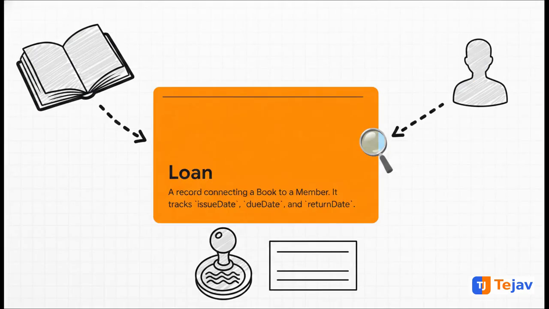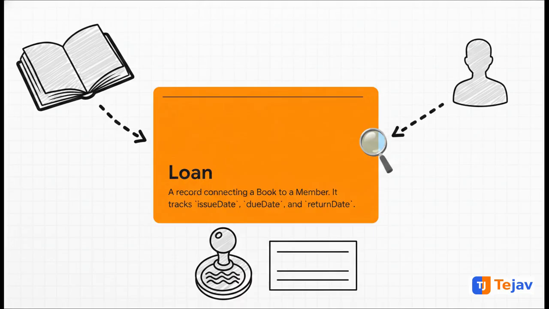So this is maybe the most important piece of the puzzle. How do we actually connect a specific book to a specific member? That's where the loan record comes in. It's the glue that holds this whole system together. It's basically the digital receipt that says, okay, this person has this book, they checked it out on this day, and it's due back by this date.